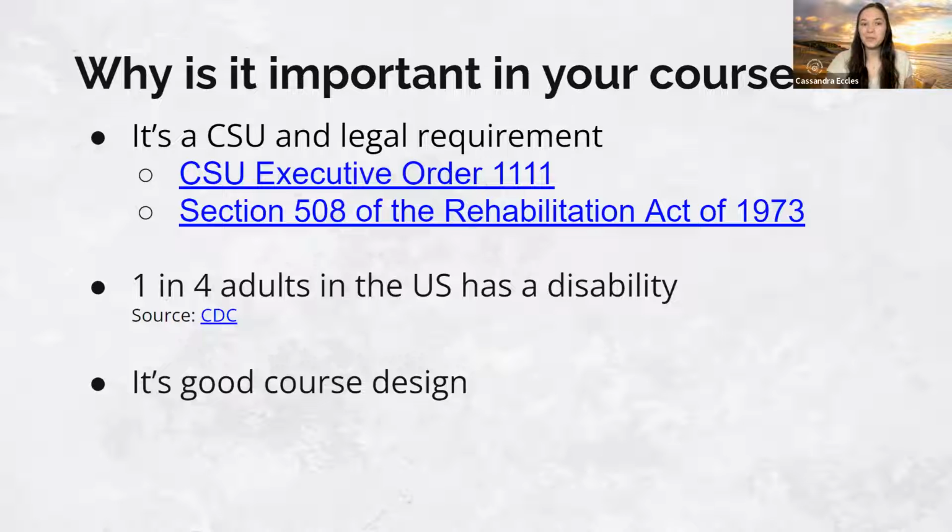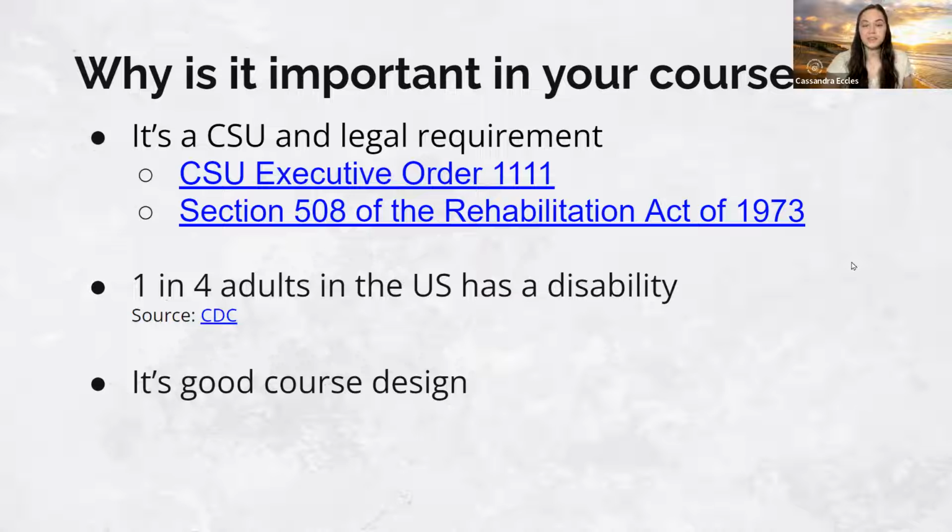And so now, why is it important in our courses? How does it relate to us? It relates in a few ways. First, it is a CSU and a legal requirement, as I'm sure you've probably heard before, at least I hope so. Our Executive Order 1111 states that the CSU is required to make electronic and information technology accessible to all students, employees, and the general public, including those individuals with disabilities. And Section 508 of the Rehabilitation Act of 1973 says that agencies must give disabled employees and members of the public access to information comparable to the access available to others.